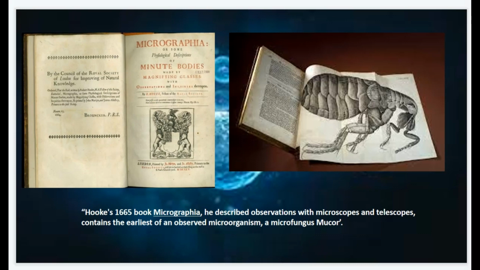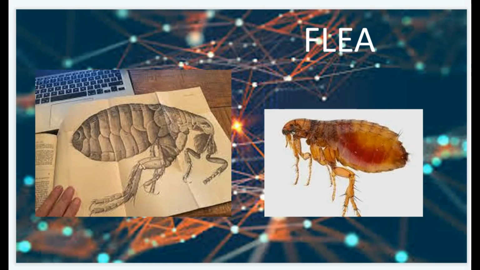The organism which he saw under his microscope was the first flea. So you can see this is a drawing of a flea. This is the original drawing drawn by Robert Hooke, and this is the real picture. So he mentioned in his book a flea which he saw under his microscope.